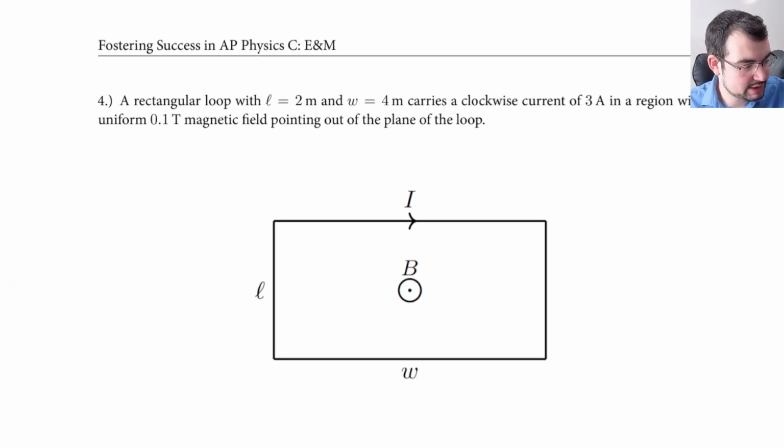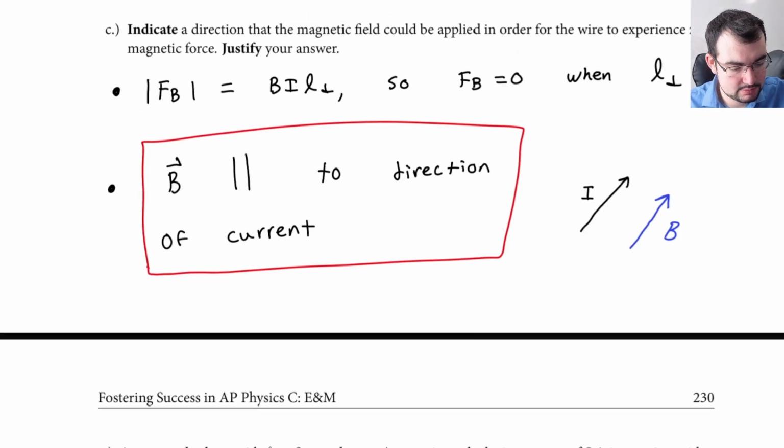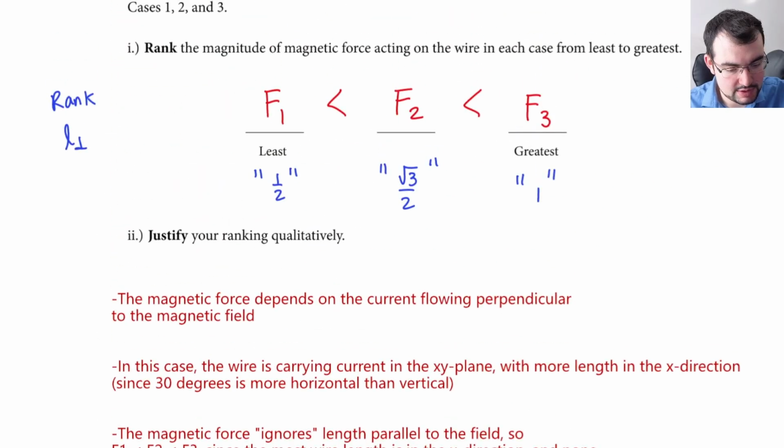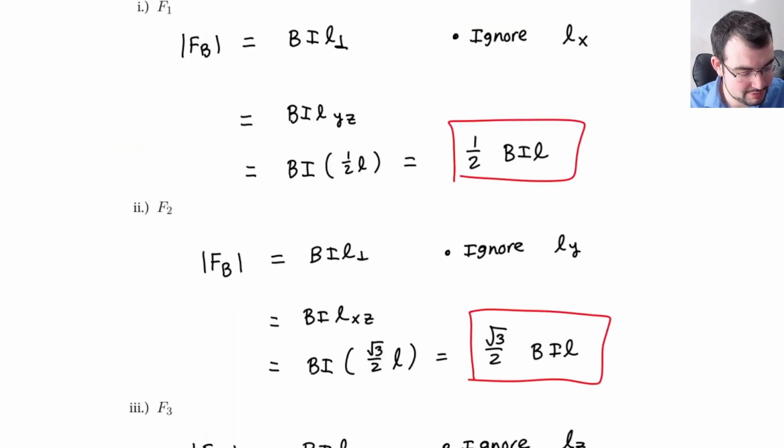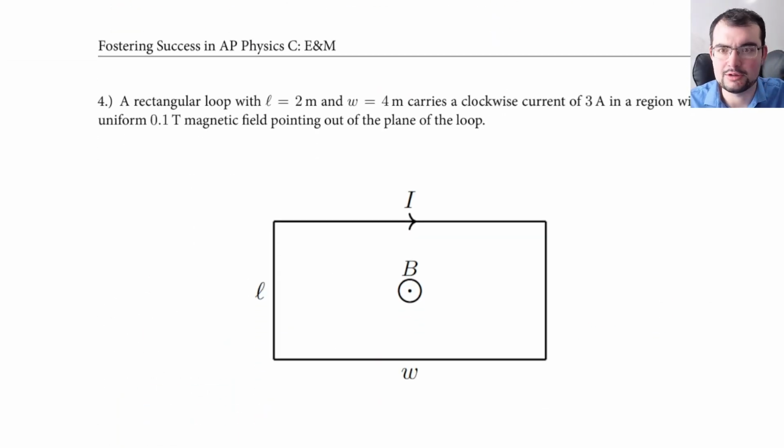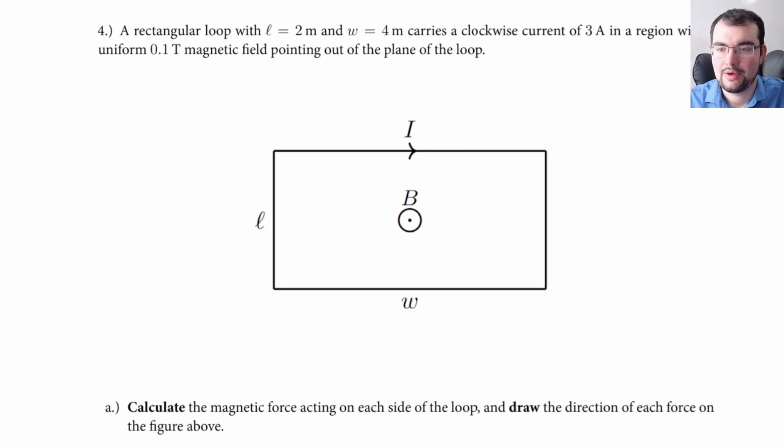All right, so now we'll do an example with our BIL force. Oh, that's interesting. Did I miss a question? Oh, no, I didn't. I just can't count. Why are we on 4 already? I forgot the right-hand rule was so quick.